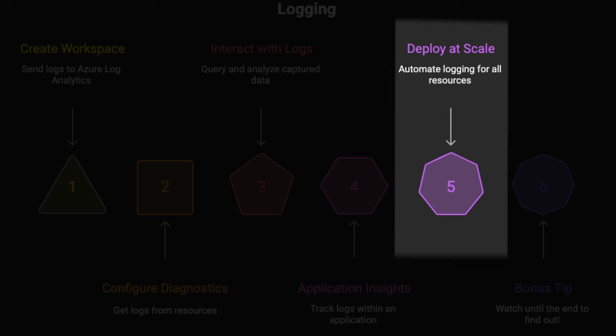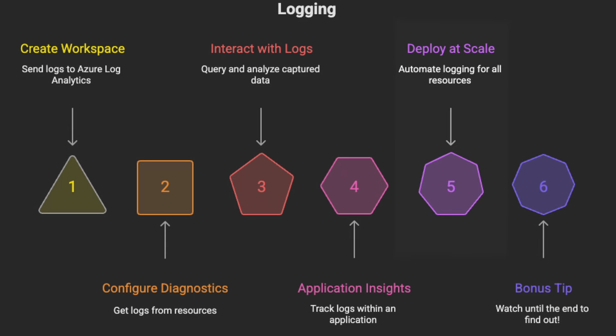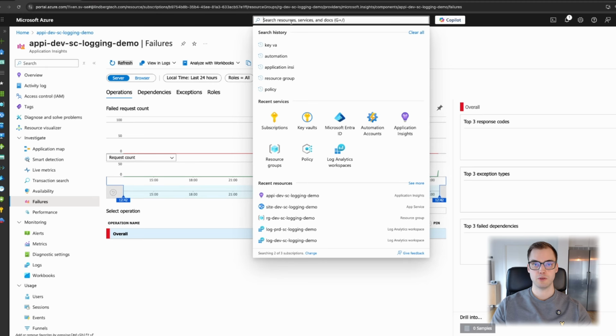Okay, but we want to move on to step number 5, which is, this is all fine and well for a single resource, but like I alluded to in the beginning, what if we need to deploy this at scale? We can't do this configuration manually for each and every resource. What if we have 1,000 resources? And that is where we'd use Azure Policy.